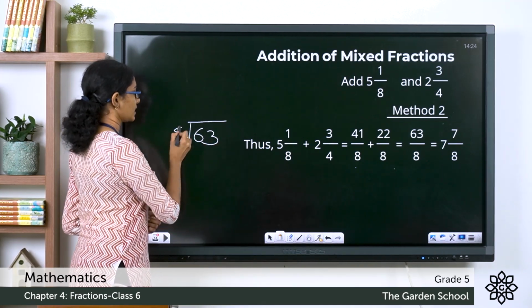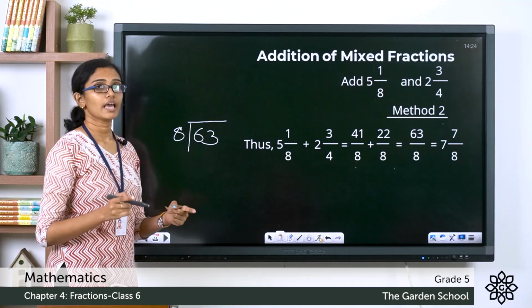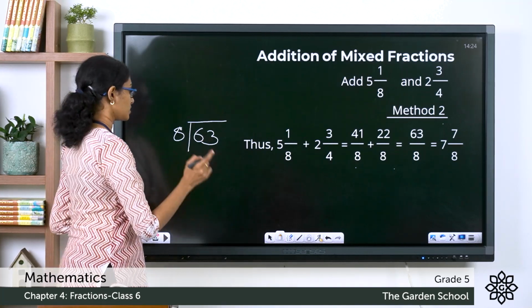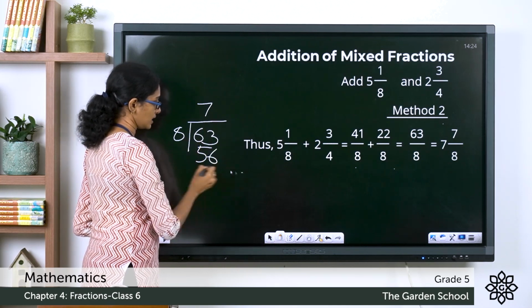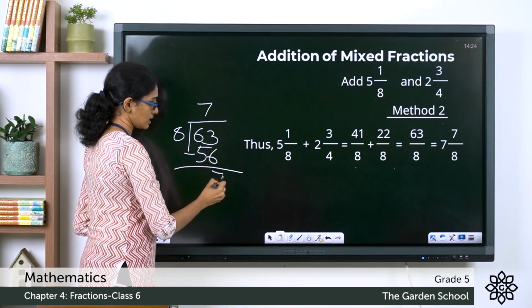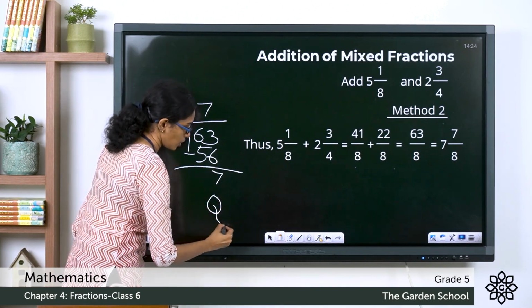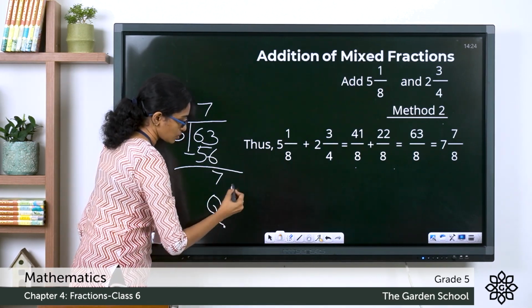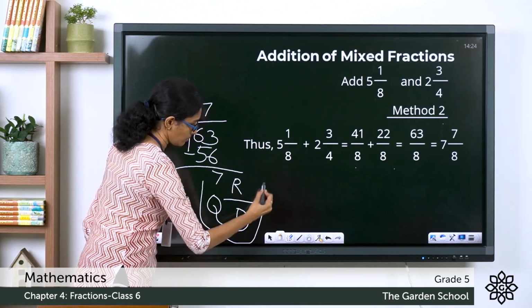63 by 8. How many 8s will go in 63? 8 7s are 56. 8 8s are 64, right? So, I'm going to take 8 7s here. That gives you 7 into 8, 56. Subtracting these two numbers gives you 7. So, changing that to the mixed fraction form. What is the formula? The quotient, remainder by divisor. So, keep this in your mind.